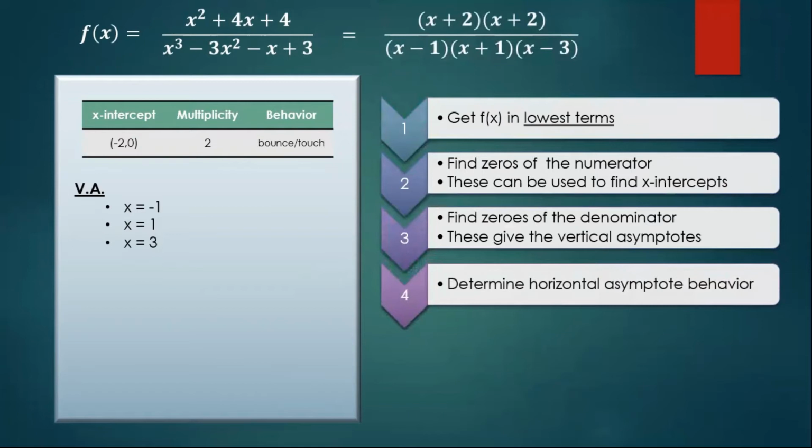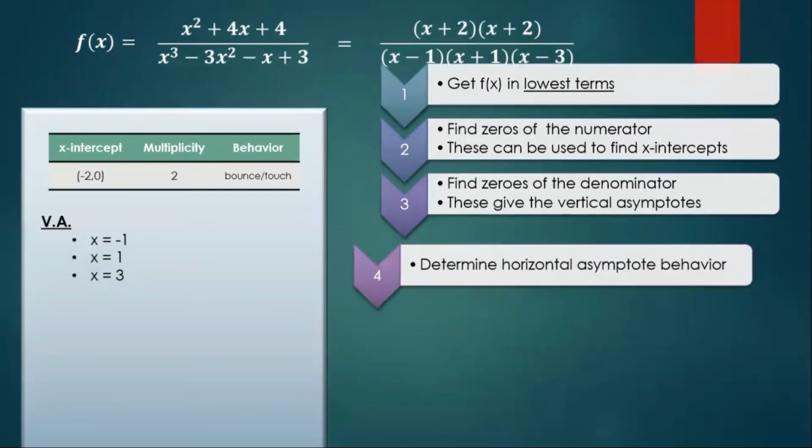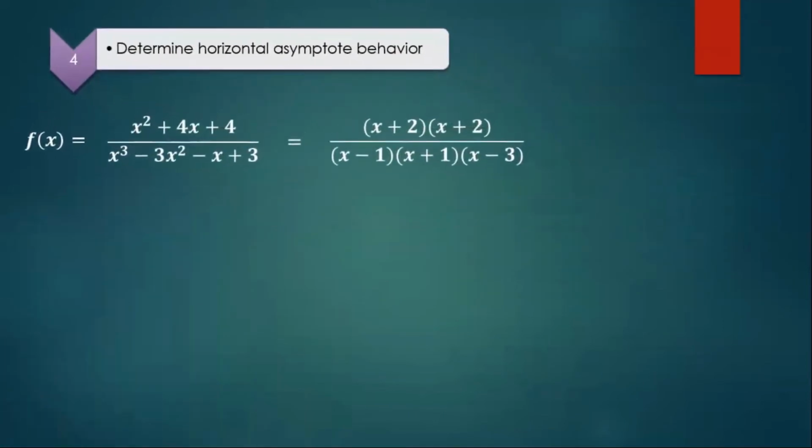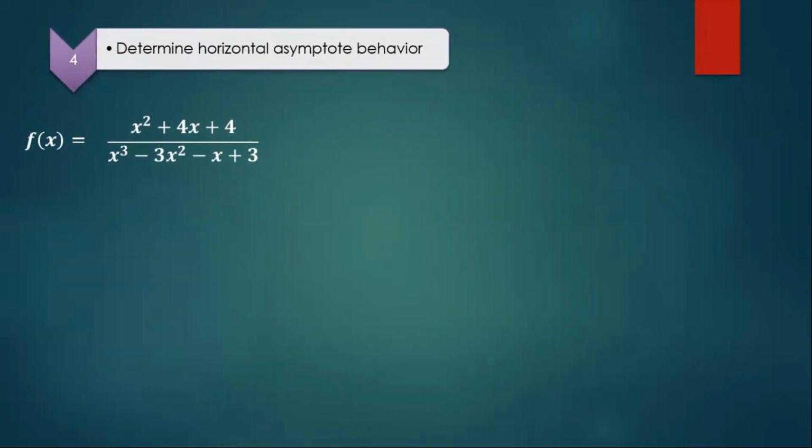Determine horizontal asymptote behavior. This test is unlike any of the tests we've seen before. It's very unique. I'm going to wipe away the factorization because this time I just want to focus on the function as it was given, because I'm going to need to look at the degrees.